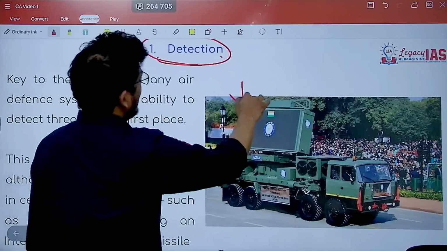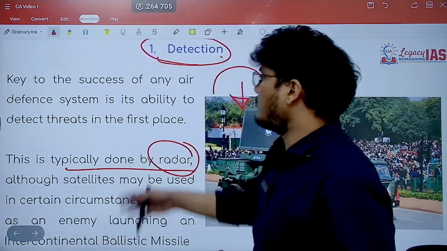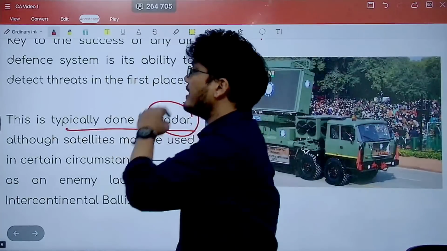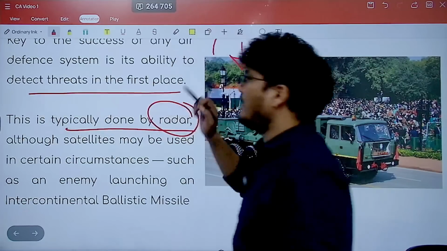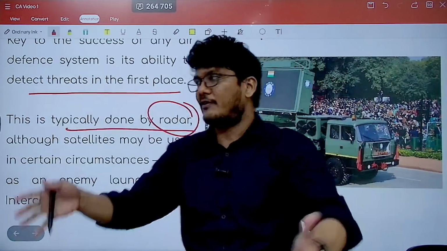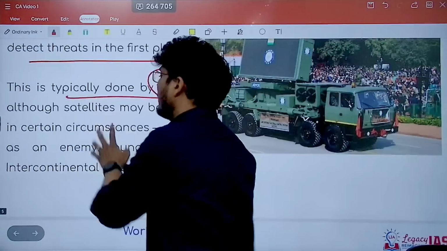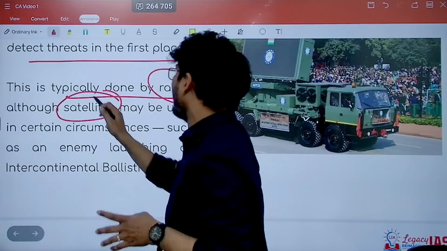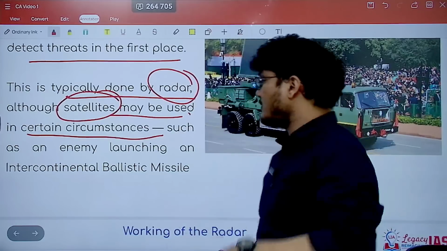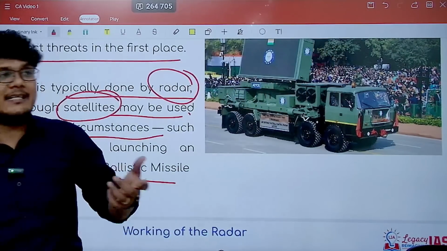Here you are seeing India's radar system in the picture. This detection is done with the help of radar, which has the ability to detect the threats in the first place. So the very first line of defense of the entire defense system is the radar system. Instead of radar, satellites can also be used in certain circumstances, such as if the enemy is launching intercontinental ballistic missiles, then you can use satellites as well.